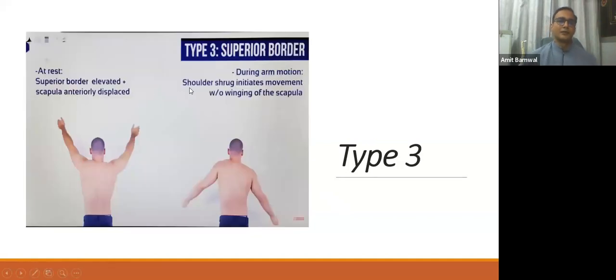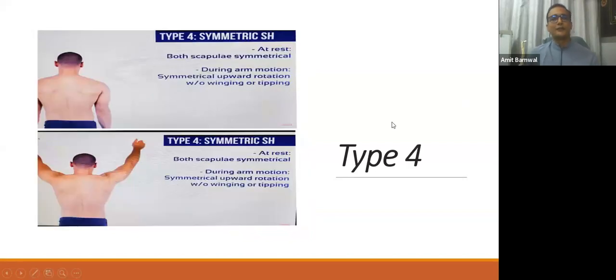In type 3, we generally see the superior border elevated, and when we ask the patient to elevate the arm, they start struggling before elevation. It goes like elevation like this. It aggravates the shrug before moving the arm. And in type 4, we have a symmetrical motion. At resting position also, the alignment of the scapula is symmetrical, and while moving, we have symmetrical motion of the bilateral scapulae.